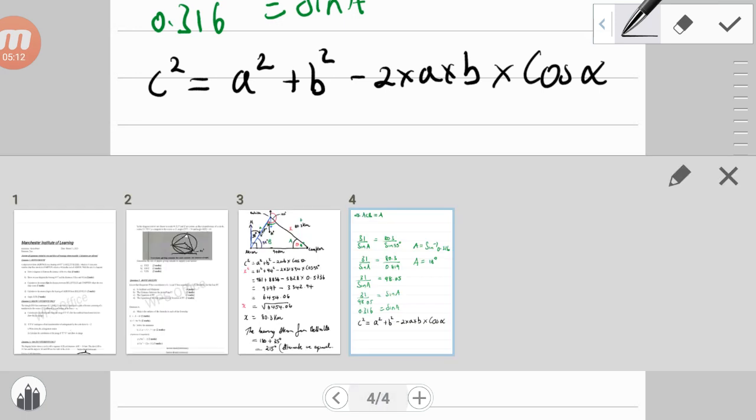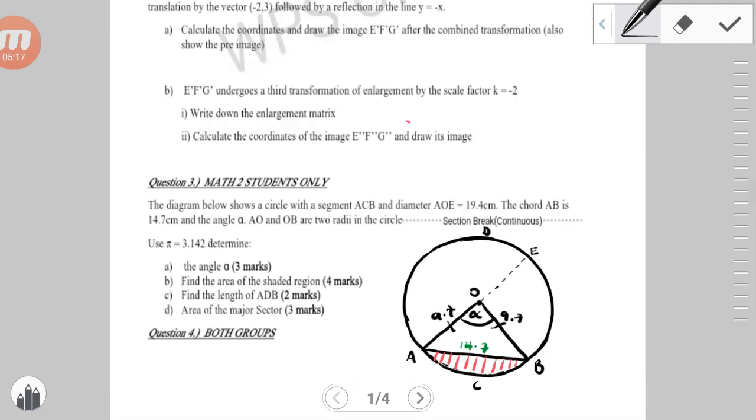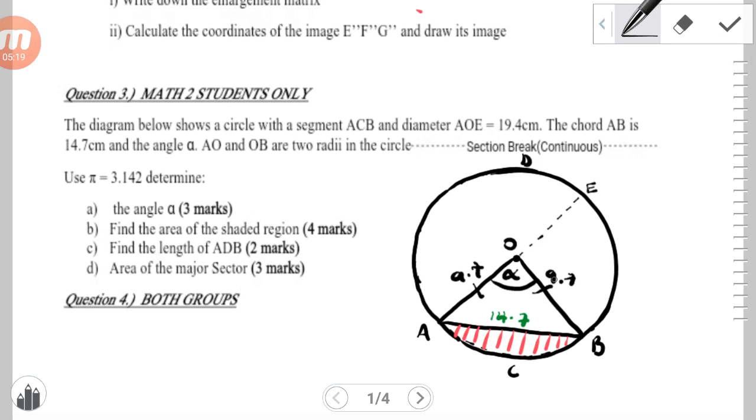So let's go back to the diagram. We need to figure out what it is that we refer to as being A, B, or C. We cannot just choose a letter to represent any side. It has to be very specific. So we're going to be choosing C to be 14.7.